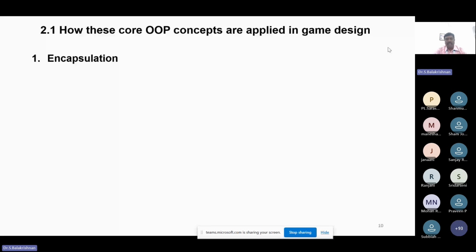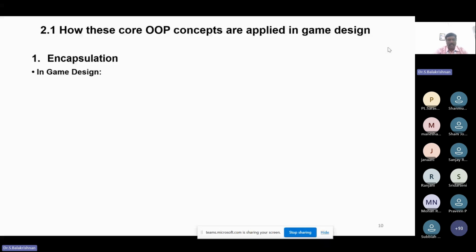The first concept is encapsulation. This slide will be very useful for you, especially if you are somewhat expert at developing a game, to see how OOD concepts are applied in game design. Encapsulation, as we know, is the bundling of an object's data and behavior within a class and restricting access to certain details. This keeps the internal state of the object hidden from the outside world or other parts of the game.